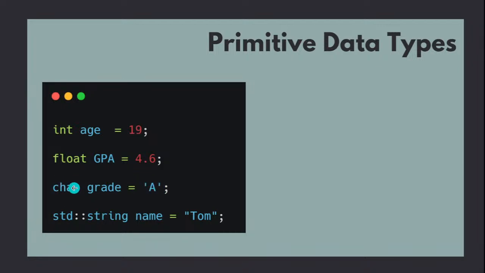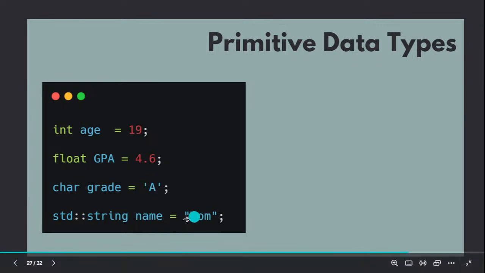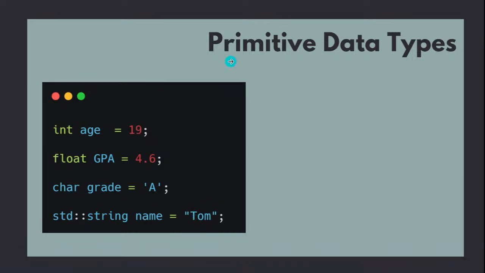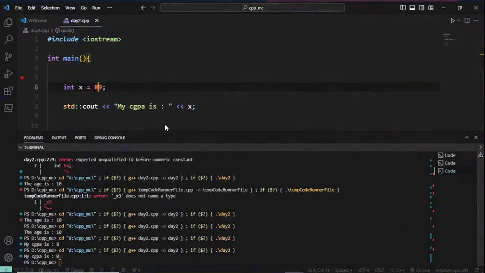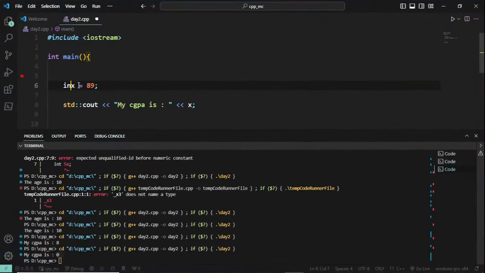If you use double quotes for a character, you will get an error. And we have string for character combinations, like names, which you want to display in double quotes. It is not a primitive one, you have to take it from standard, then string. Okay, so let us do this. Let me go with float x equal to 8.9.